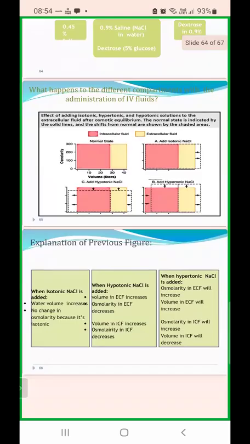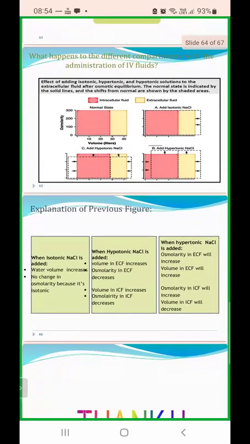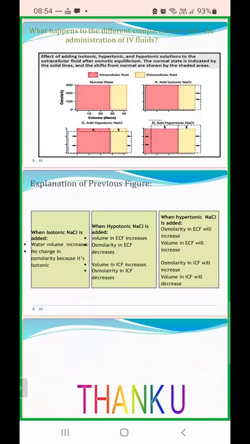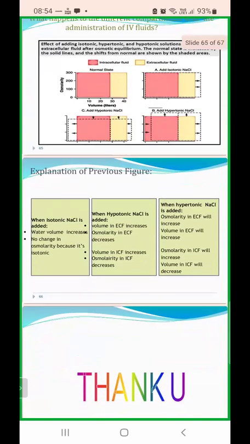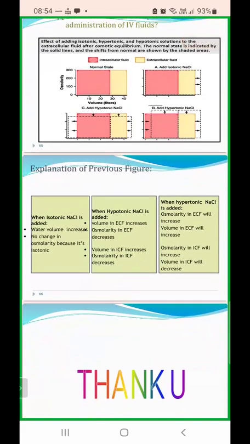When isotonic NaCl is added, water volume increases and there is no change in the osmolarity because it is isotonic. When hypotonic NaCl is added, volume in ECF increases, osmolarity in ECF decreases, the volume in ICF increases and osmolarity in the ICF decreases. And when hypertonic NaCl is added, osmolarity in ECF will increase, volume in ECF will increase, and the osmolarity in ICF will increase and volume in ICF will decrease.